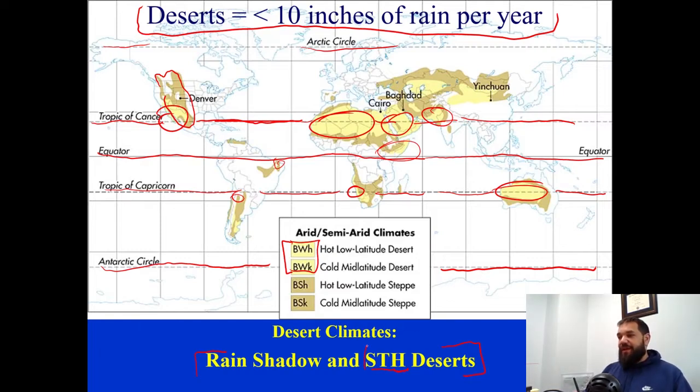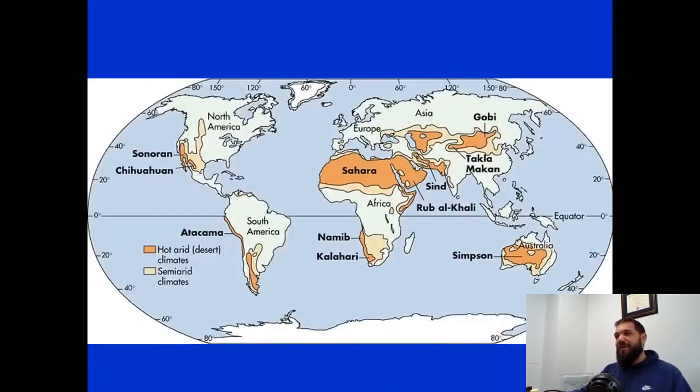These are what are called STH deserts. They are subtropical high deserts. They're deserts that form around the subtropics, so close to the tropics. Those are a very, very important thing for understanding deserts. We get a lot of deserts forming around the tropics. Why? To explain that, we're going to have to talk about wind today. So that's why today it's deserts and wind. It seems like a weird combination, but they go hand in hand, actually.